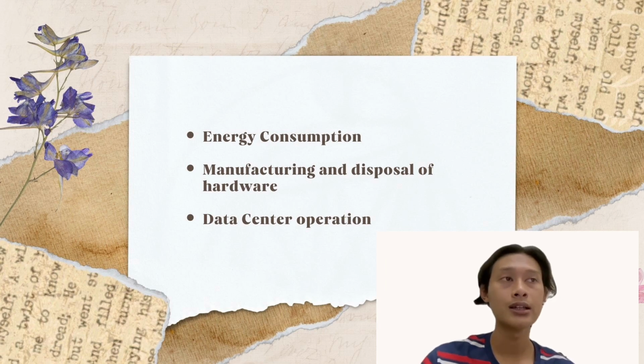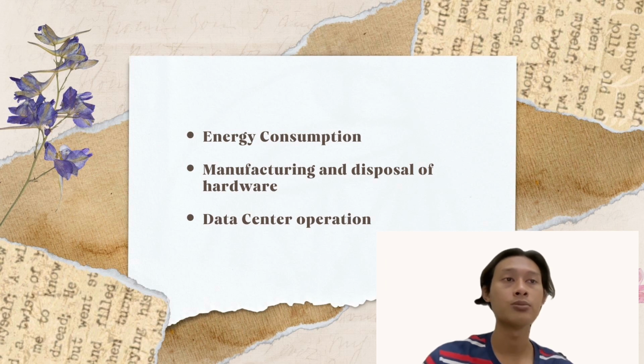Second, manufacturing and disposal of hardware. The advancement in machine learning often requires specialized hardware such as GPUs and AI chips, which involve resource-intensive manufacturing processes. This process can contribute to pollution, resource depletion, and environmental degradation. Additionally, improper disposal of hardware components can lead to electronic waste, which poses environmental risks. Implementing responsible manufacturing practices, promoting recycling and reuse of hardware, and designing modular systems can mitigate these impacts.